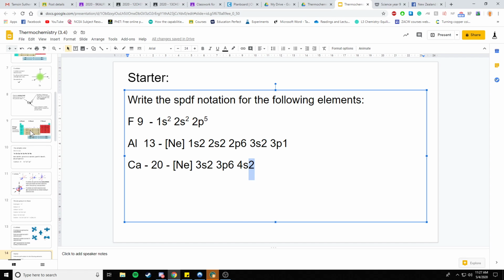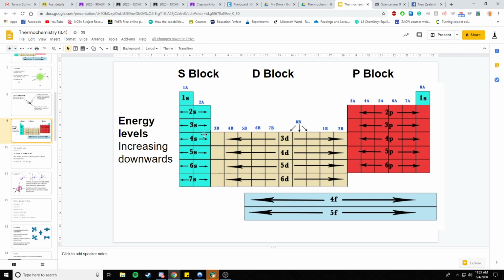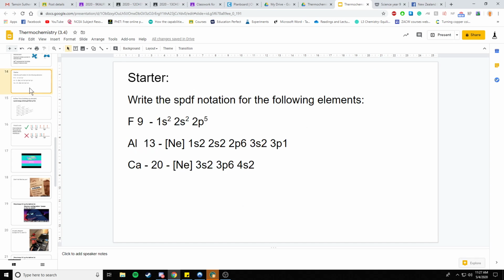So what we've done is calcium sits right here on the periodic table in element number 20. We've done 1s2, 2s2, 2p6, 3s2, 3p6, 4s2. So we get there. We just read across the table until we get there. Okay? Pretty simple.